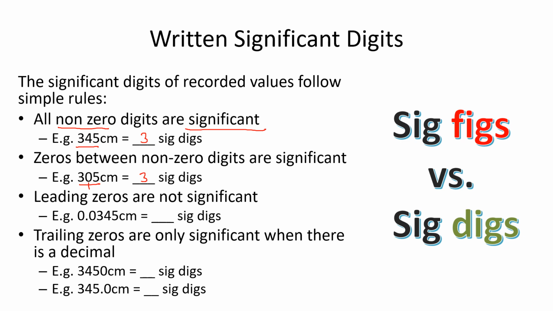Zeros that are leading are not significant. We call these placeholders. So they make sure that the 3 and the 4 and the 5 are in the right place, but they themselves are not measured. So only 3 significant digits there.